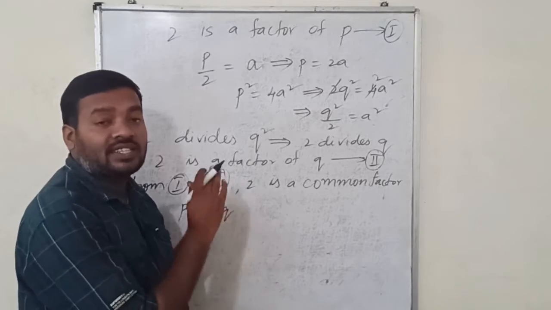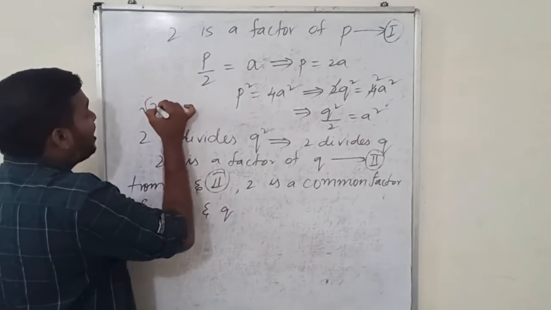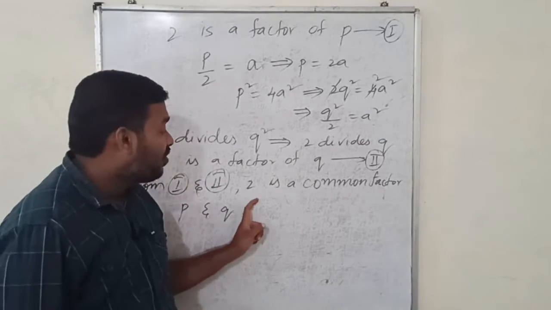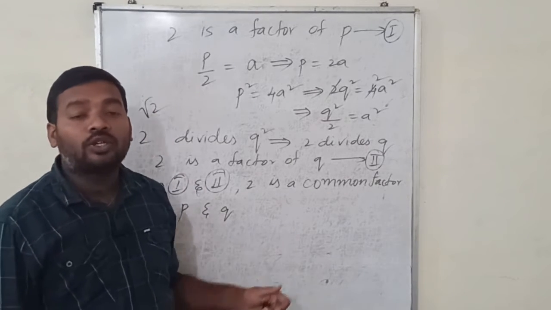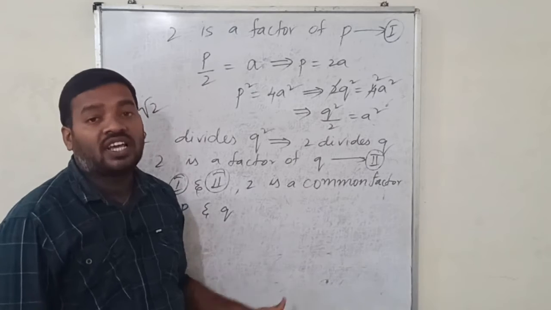That means root 2 is rational is a contradiction for this statement. 2 is a common factor for P and Q. Then you can say that root 2 is irrational.